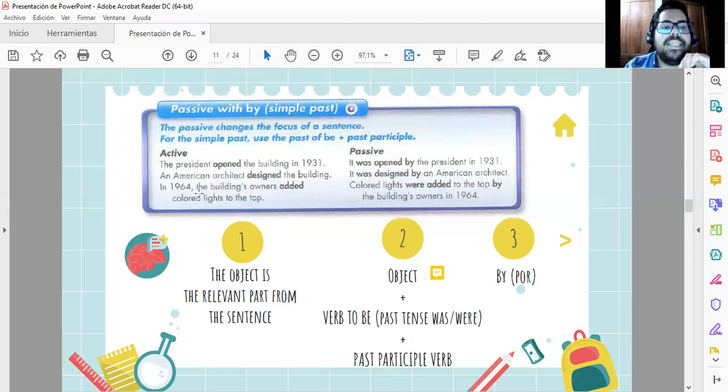What is the object in here? Remember, guys, to obtain the object, you ask what to the verb. What did they add? Well, guys, color lights. So color lights were added. Teacher, why were? Because we have plural. Color lights were added to the top by the building's owners in 1964.